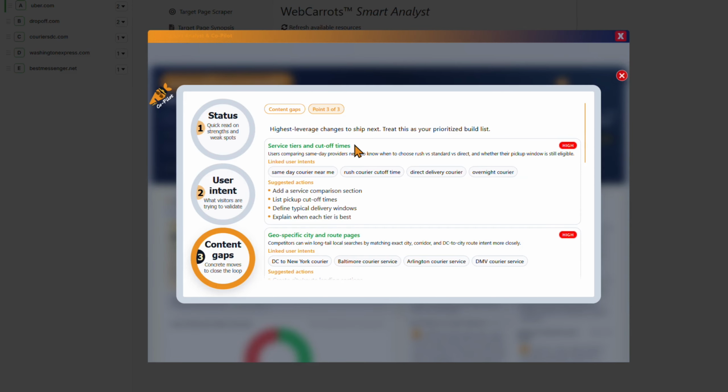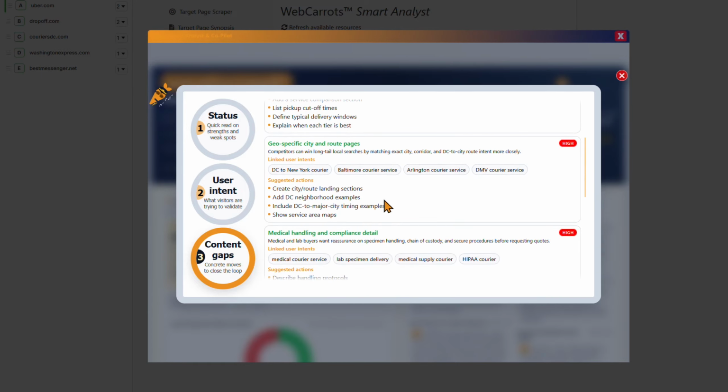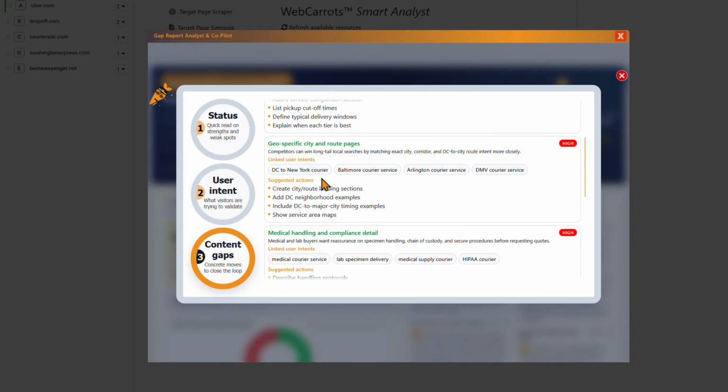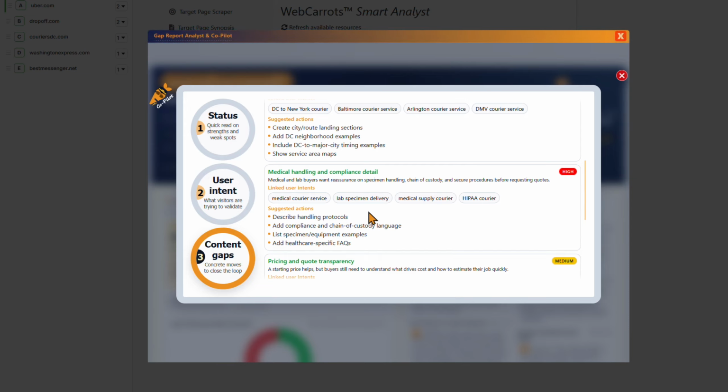For example, service tiers and cutoff times may be a high-priority gap. This means users need to understand the difference between standard, rush, direct, and overnight delivery, including pickup cutoff times and delivery windows. Another high-priority gap may be geo-specific city and route pages. This means competitors may win local searches by covering specific cities, neighborhoods, and routes more clearly. Another important gap may be medical handling and compliance detail. Medical and lab buyers need reassurance around handling, chain of custody, secure delivery, and regulated item examples.